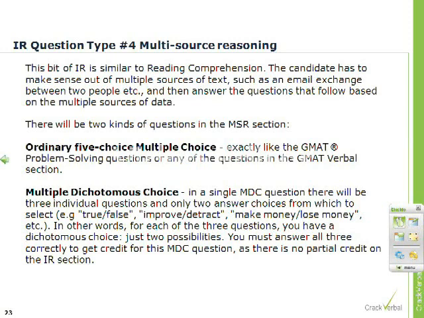Or multiple dichotomous questions. What are these MDCs? True, false, improve, detract, etc. So you have 2 different options. For each of the 3 questions, you have 2 answer choices, just 2 possibilities. You must answer all 3 questions to get credit for this question. Similar to the 2-part analysis.